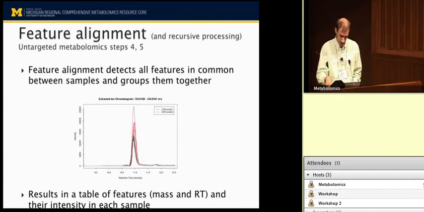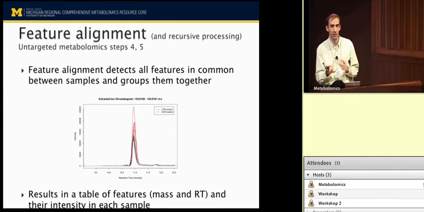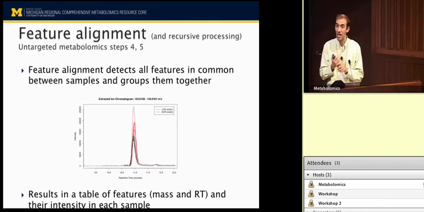The next step that happens is the computer aligns those features. So it says, what are the features that are in common between samples, and groups them together. How does it do that? Well, it looks at the information that we have from the chemical analysis. It looks at the mass.